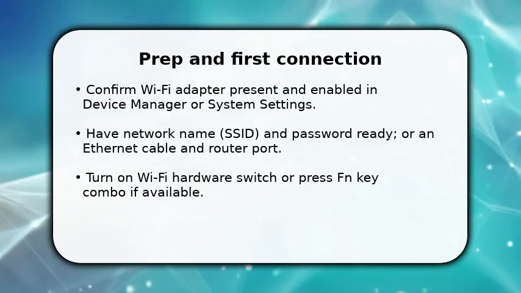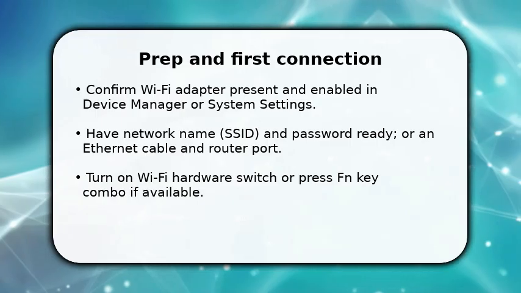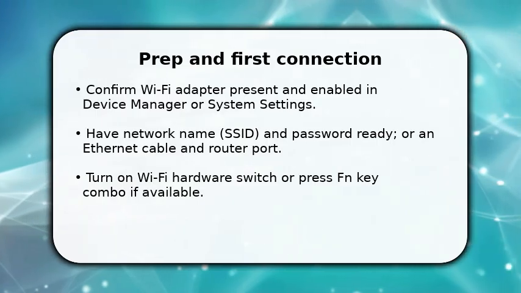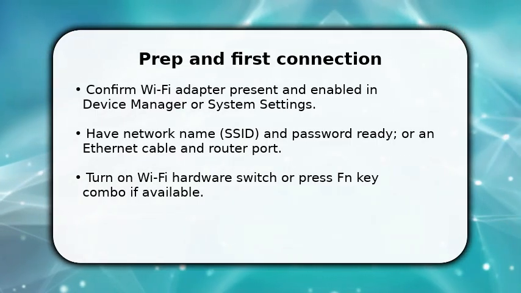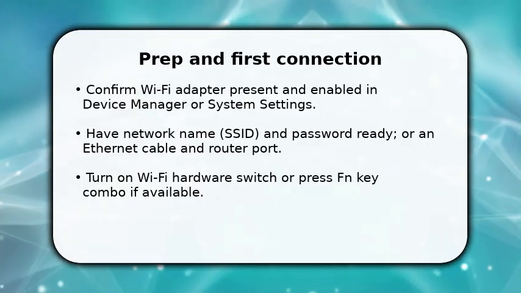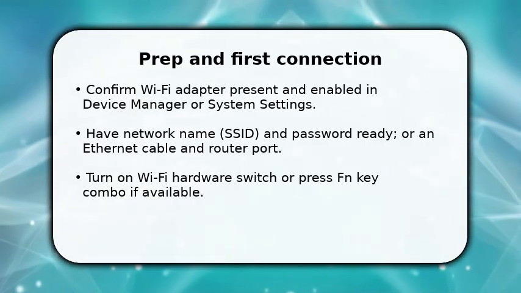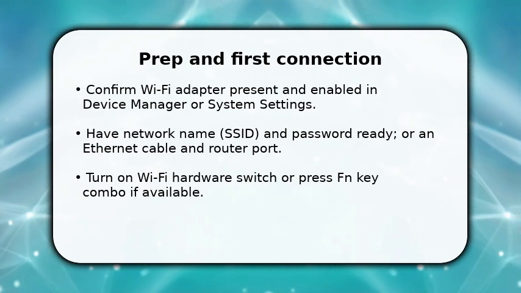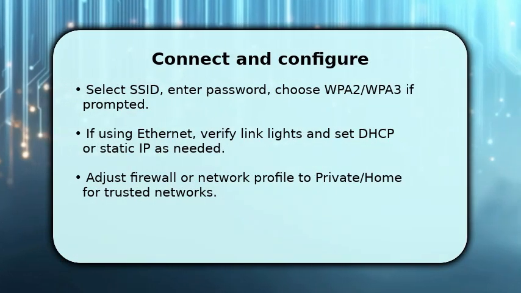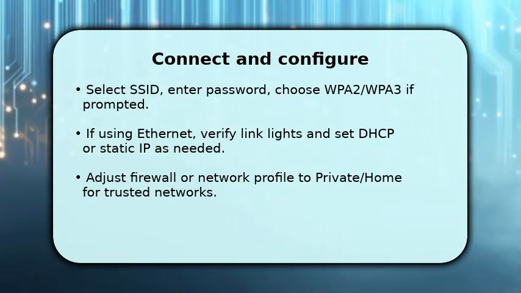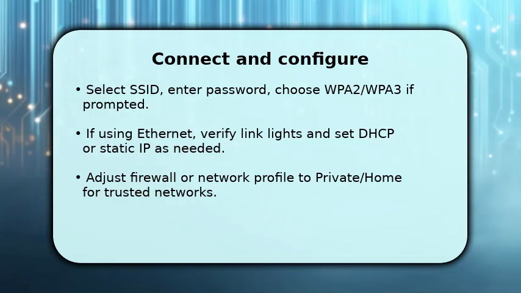Once done, enable the Wi-Fi radio using the software toggle or the hardware switch. Some laptops use an FN key combo, so the system can scan for nearby networks immediately. You now select the network SSID from the available list and enter the password. Choosing WPA2 or WPA3 ensures secure encryption.